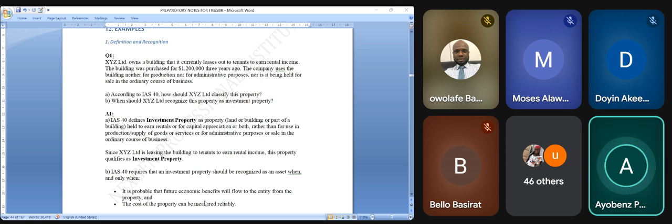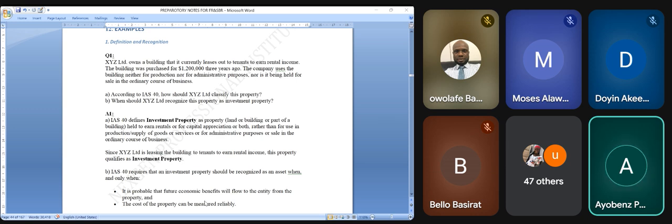IAS 40 requires that an investment property should be recognized as an asset when and only when it is probable that future economic benefit will flow to the entity from the property, and the cost of the property can be reliably measured. I just modeled this answer because some of you, the way you answer questions when I ask, is not well professional, and that alone can make you lose marks in your exam hall. So this is how to answer this kind of question. That's why I put it here for us to see.